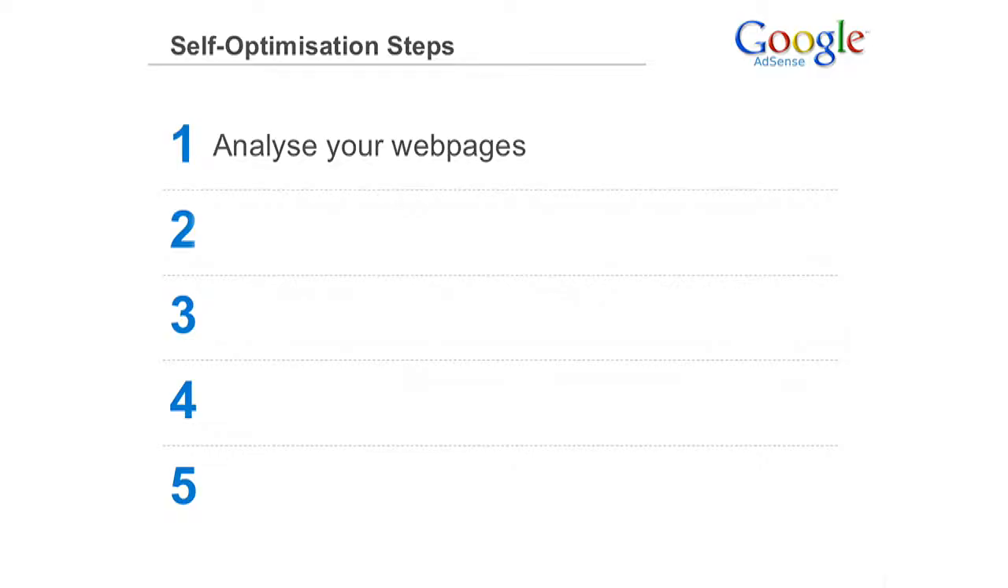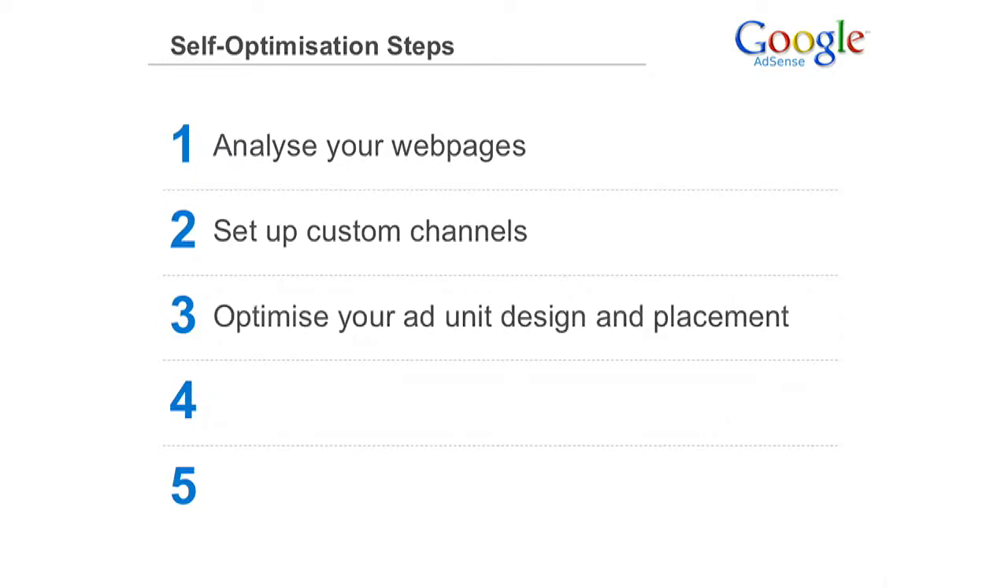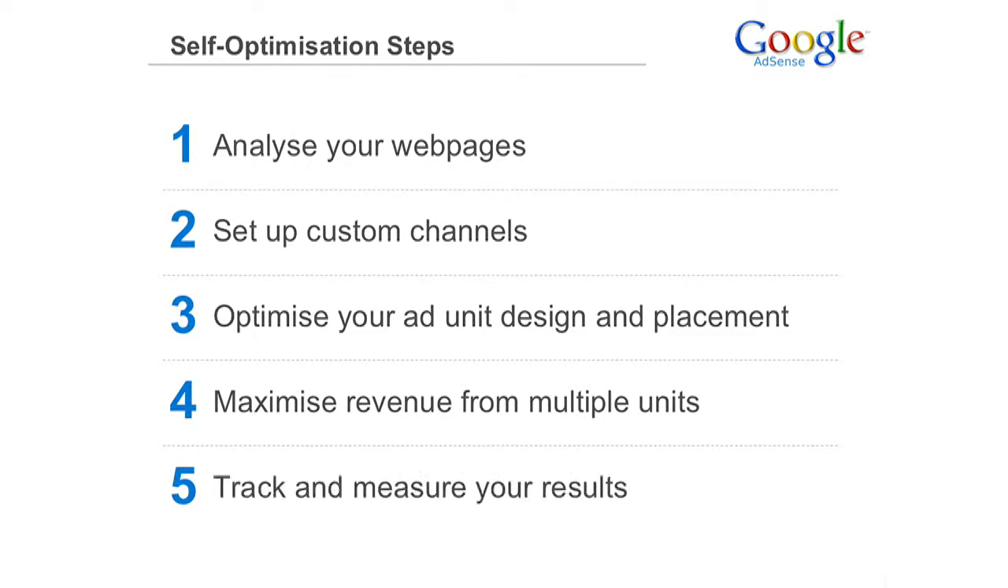Firstly, we analyze the content of a web page and determine how your users view the content. By using custom channels, we also find out which ad units are performing or underperforming by looking at the channel data available. Then we determine the optimal ad formats and placements of your ads, such as colour, positions, and size. We also make sure that you're getting the most out of having multiple ad units on a page. And by tracking and measuring the results from when you implemented, you'll be able to see whether your optimizations have made a difference to your AdSense performance.